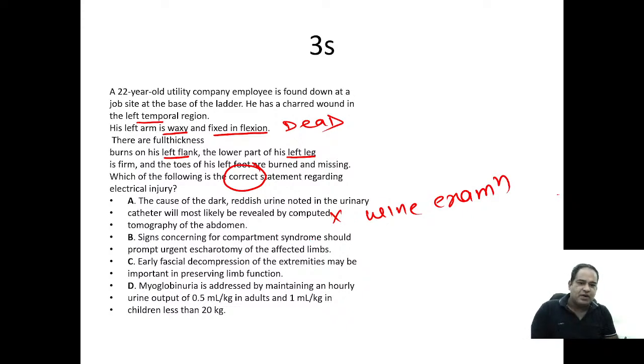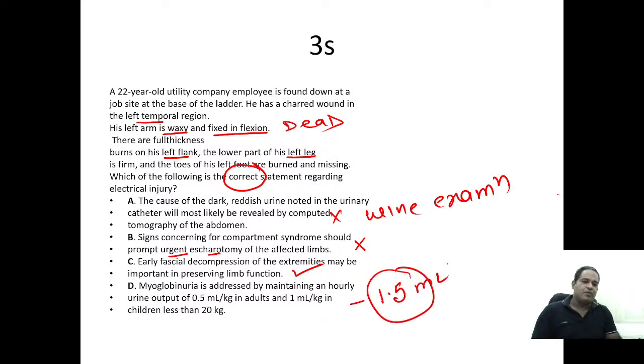Signs concerning for compartment syndrome should prompt urgent escharotomy. What sign do you get to see over here? Already there is electrical injury. Early fascial decompression of the extremities may be important in preserving limb function. You have to perform escharotomy quickly. Whatever little blood flow is there, you have to preserve that blood flow. Now, this we have read that urine output should be minimum 1.5 ml per kg and not less than that.